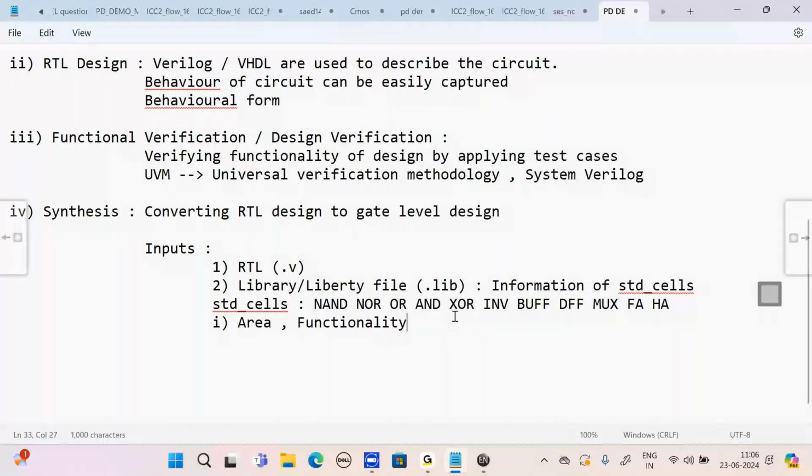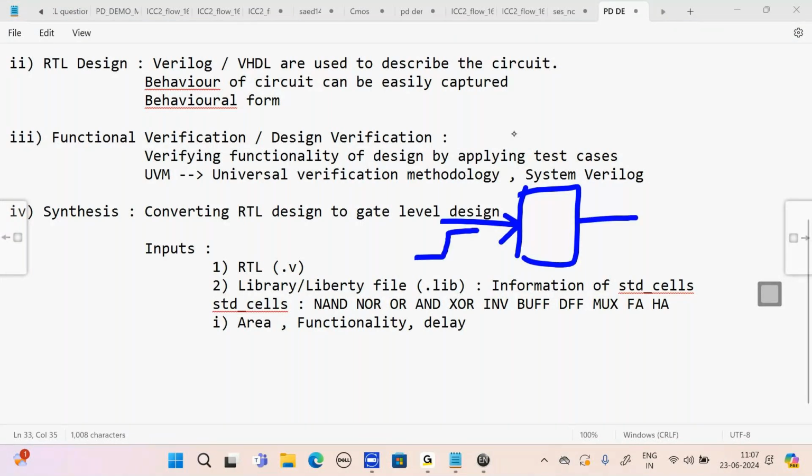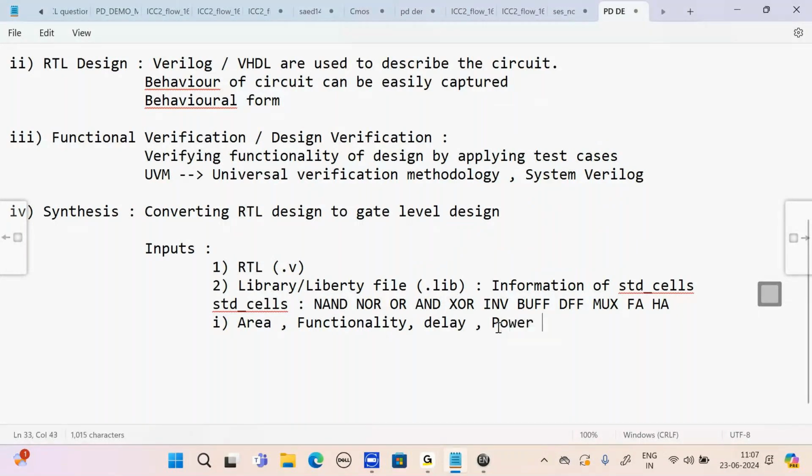Then delay of the gate. Delay of all the gates. How much delay is each gate going to take? After applying the input, after what time will you get the output? I apply input 0 here and I am getting the output after 2 nanoseconds. Then what is my gate delay? 2 nanoseconds. Then how much power is each gate going to consume? Power consumption.